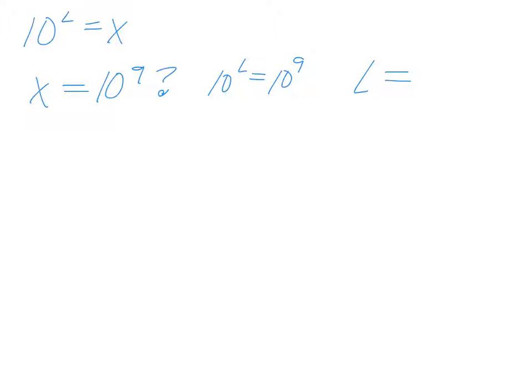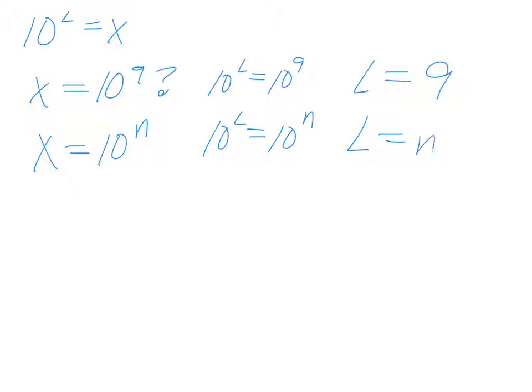Let's try another one. We're still at 10 to the L equals x. I just didn't write small enough on the previous slide. What about when x equals 10 to the 9th? So I've got 10 to the L equals 10 to the 9th. Well, in that case, L equals 9. Okay, what about when x equals 10 to the n? Well, I can rewrite it. 10 to the L equals 10 to the n. That means L equals n.